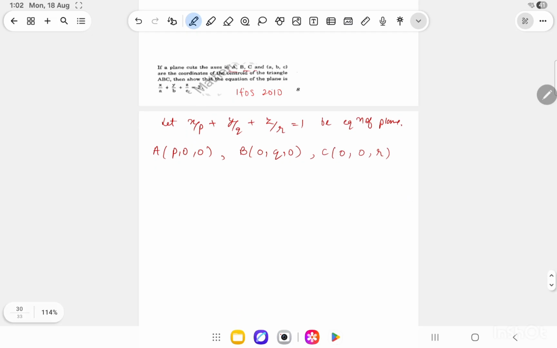I got my A, B, C as these points, and a, b, c are the coordinates of centroid of triangle. So (a, b, c) is the centroid of triangle ABC.